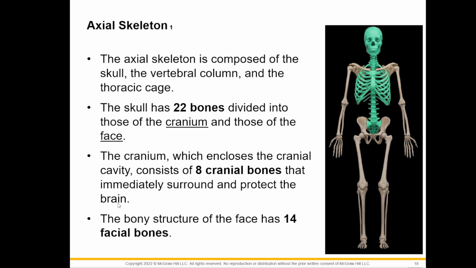As mentioned, one of the roles of the skeletal system is to protect important organs. The brain is very important, so there is a protective case for the brain. You see how magnificently we are all created. That's why I don't think that this was all by evolution or just by accident. There was really a creator who created all of this. And our face, we have 14 facial bones.